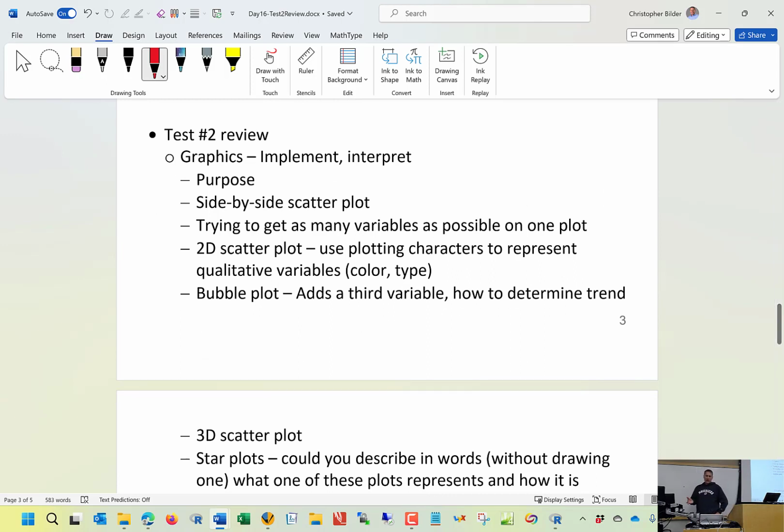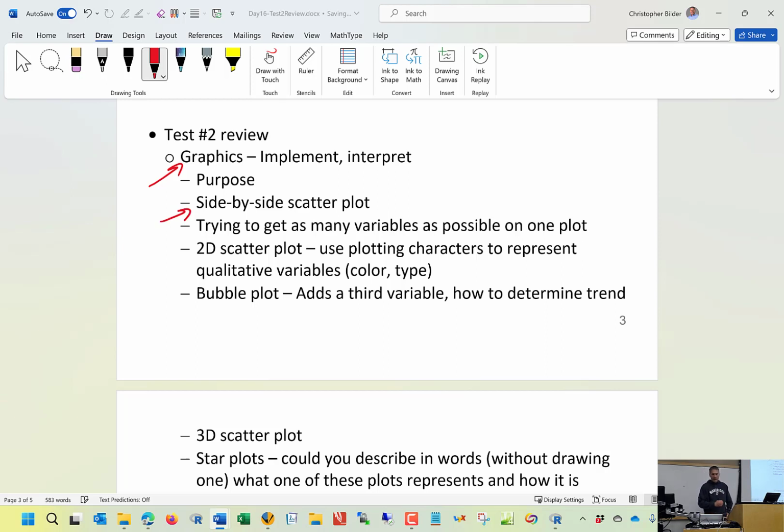Now, in terms of the material that we've talked about, we obviously started off with the graphics section. Understand how to implement all the different plots that we looked at. What's the big picture of why we're looking at these plotting methods? Well, we're trying to get as many variables as possible being displayed on a plot. We want to understand the relationships between these variables, so we want to interpret what we see in these plots.